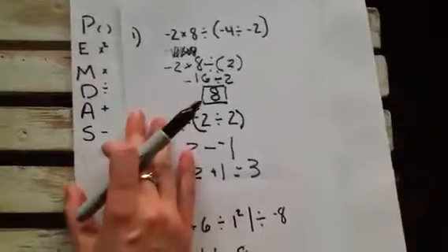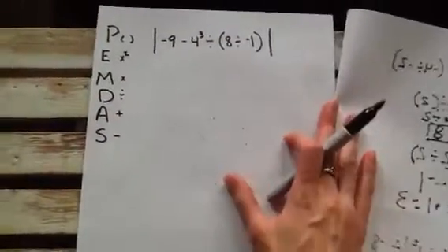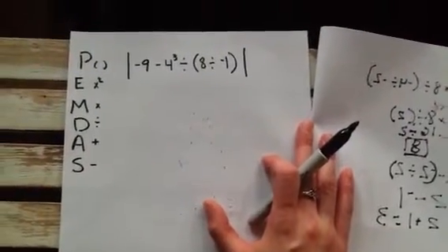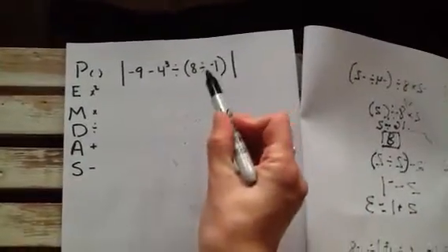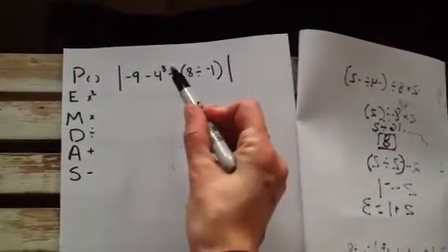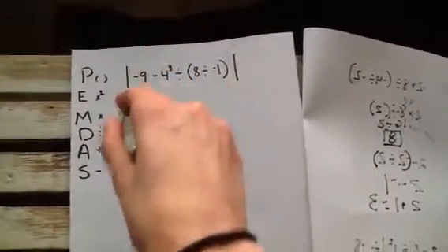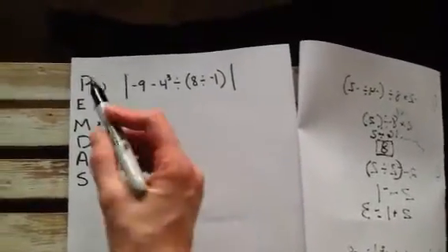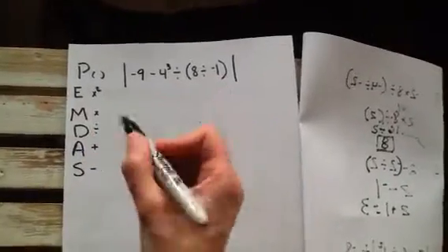Okay? Now, this is a problem that I hope you all take notes. This is a problem that I want you to complete. So we have negative 9 minus 4 to the power of 3 divided by 8 divided by negative 1 in parentheses, the absolute value of the whole thing. Okay? Use this as your guide.